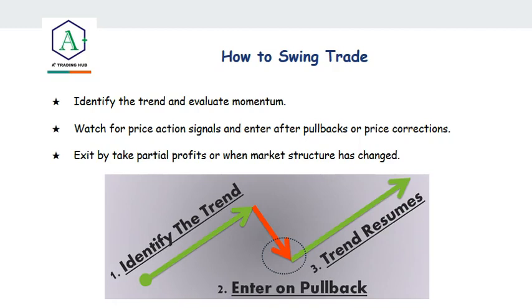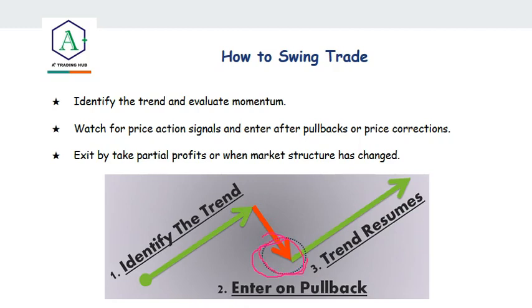To swing trade, you need to first identify the trend. When you identify the trend, you watch for price action signals and enter after a pullback or price correction. Like you can see on this image here, this was an uptrend. We have identified a trend here, and this red arrow here was the pullback. So you enter at the end of the pullback, which is this level here.